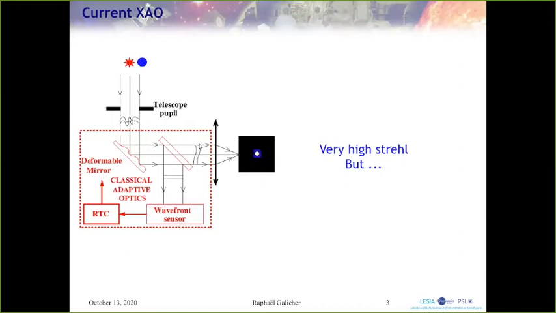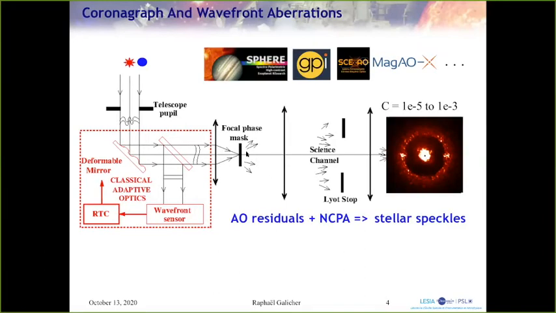So you still have aberrations in the science channel, meaning that if you're looking at the PSF, it's okay. But as soon as you put a coronagraph to remove the starlight and probe the vicinity of this object, the starlight is not perfectly rejected and part of it goes through, and so you have speckles in your image, and you are stuck to contrasts with respect to the star of 10^-3 to 10^-5.